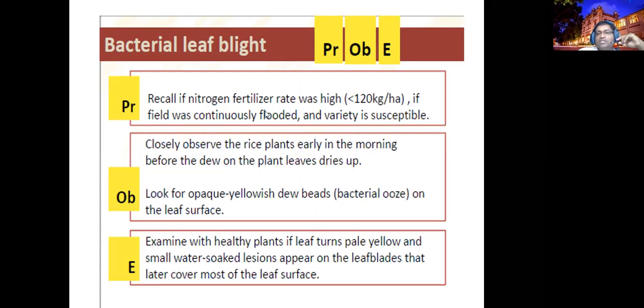The nitrogen conditions, so nitrogen and resistance of the plant, and ooze conditions, whether there is ooze, and the leaf drying, water soaked marks. So all these observations are very important. So early monitoring with these observations will give an idea of what the cause is.